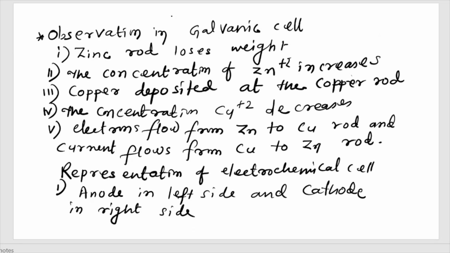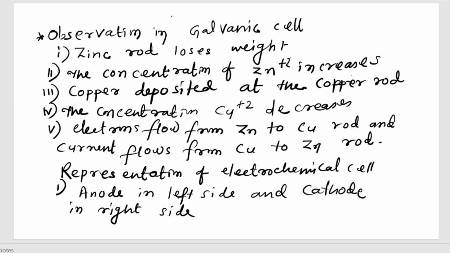Then observations in the galvanic cell. What are the main observations you can find in a galvanic cell? The zinc rod loses electrons. In the solution, the concentration of Zn2+ increases. See, zinc is dipped in zinc sulfate solution, the zinc rod loses weight and the Zn2+ concentration increases. Copper is deposited at the copper rod and the concentration of Cu2+ decreases.